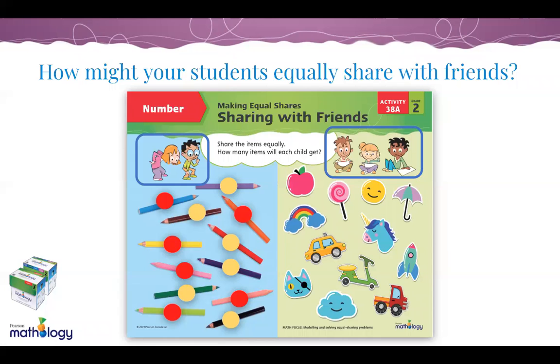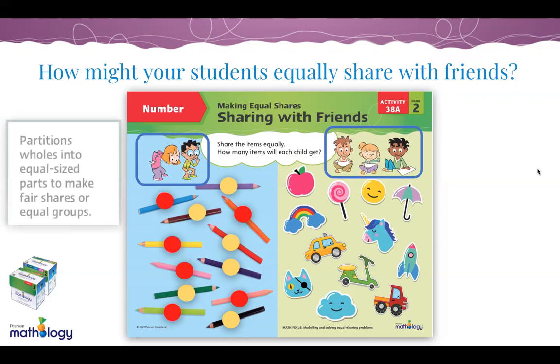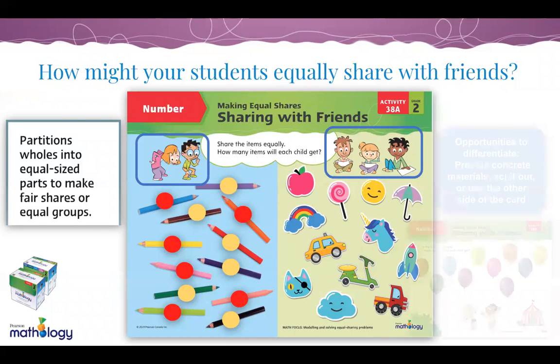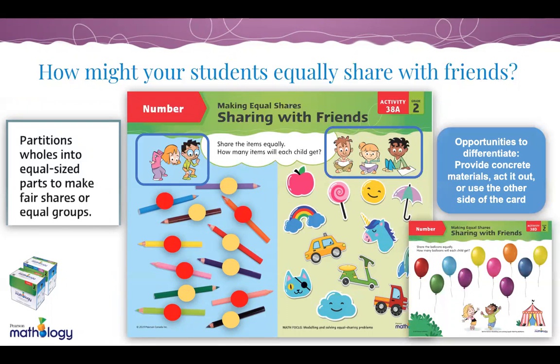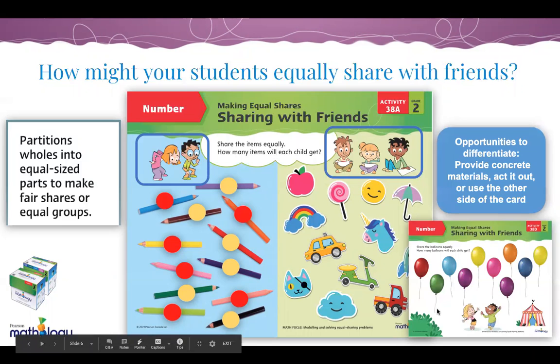This activity card comes from one of our grade 2 activity kits, where students have an opportunity to model and solve equal sharing problems and start thinking about fractions, dividing pieces equally. We know that there are times when students might need a little bit of differentiation to partition and make those equal-sized parts into a fair share or an equal group. Mathologie allows you to flip the card over and differentiate. You might provide concrete materials, you might act it out, or you might use the other side of the card, as you see here in the bottom corner, to help meet students where they are in their understanding about equal sharing.